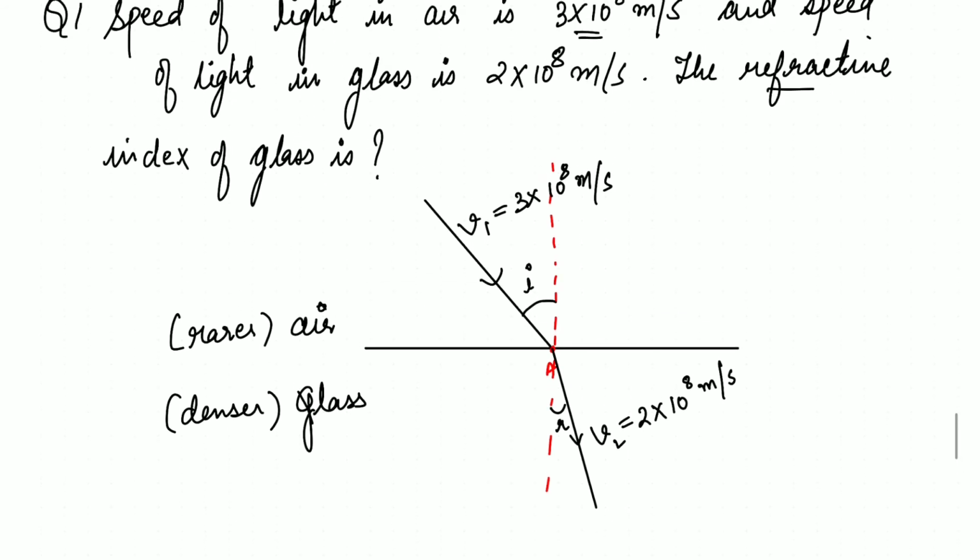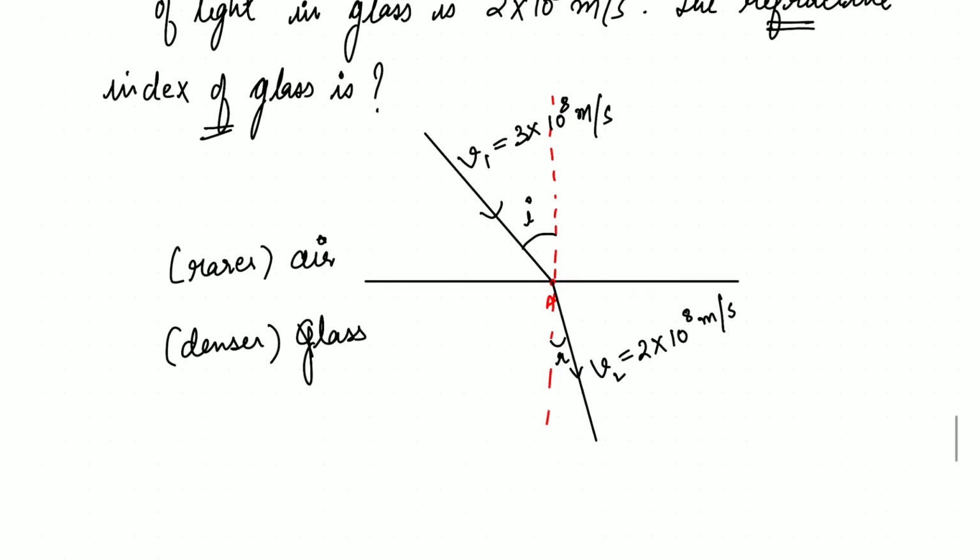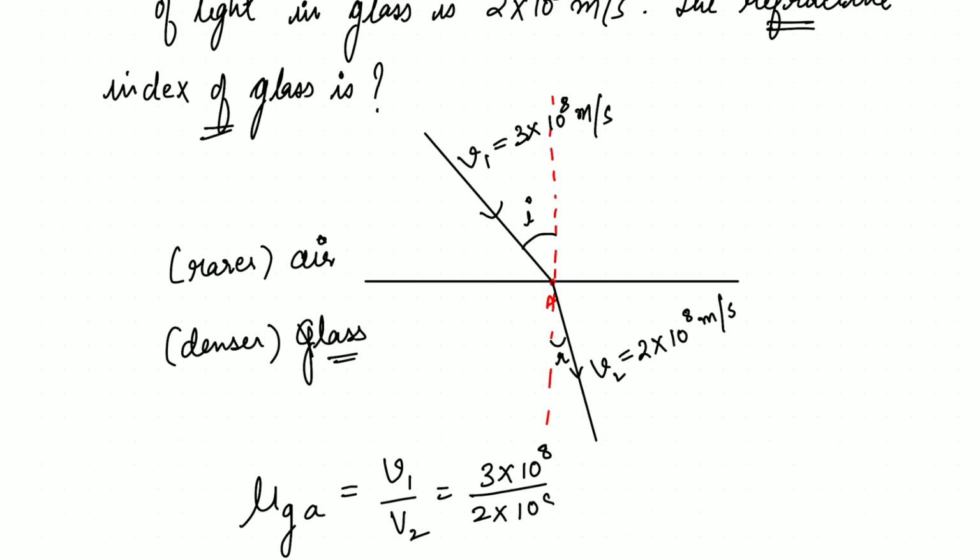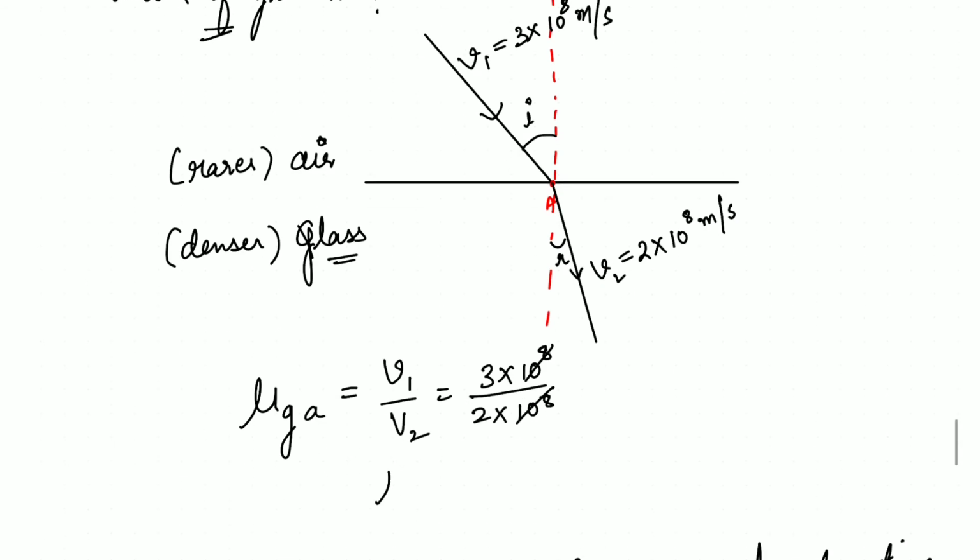Then you can simply say, you're supposed to find the refractive index of glass. Now, the refractive index of glass with respect to air we will be finding out. So that will be given as the speed of light in the first medium, that is the speed of light in air, upon the speed of light in glass. The speed of light in air is 3 into 10 to the power 8 upon, in glass, it is 2 into 10 to the power 8. This will cancel out. Refractive index of glass with respect to air is coming out to be 3 by 2, or that will be equal to 1.5.